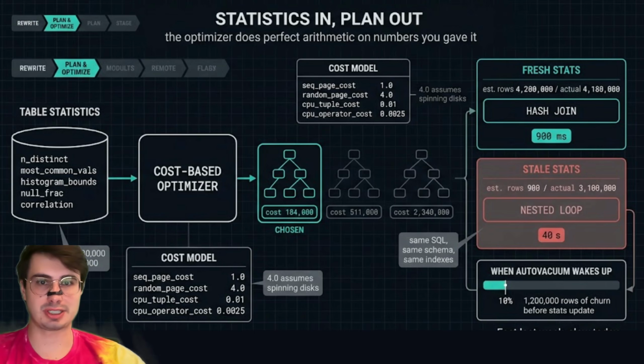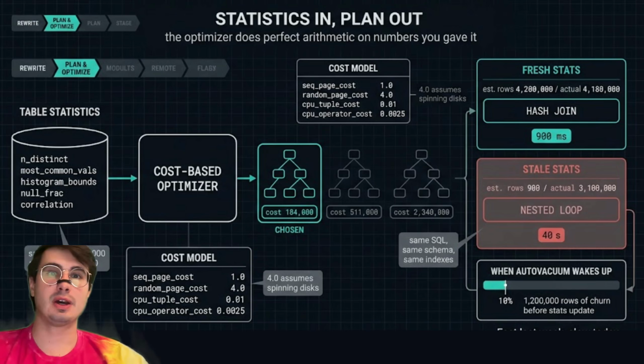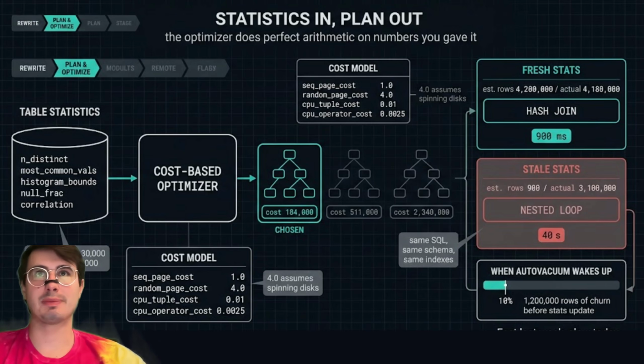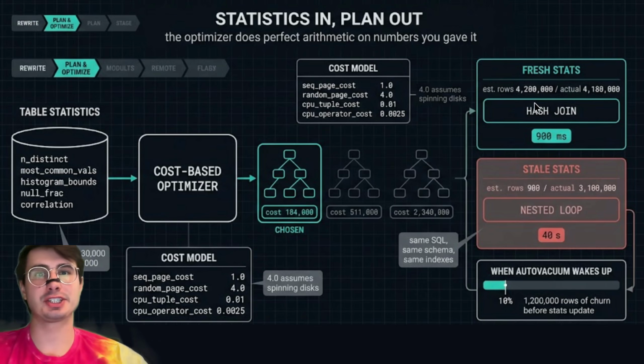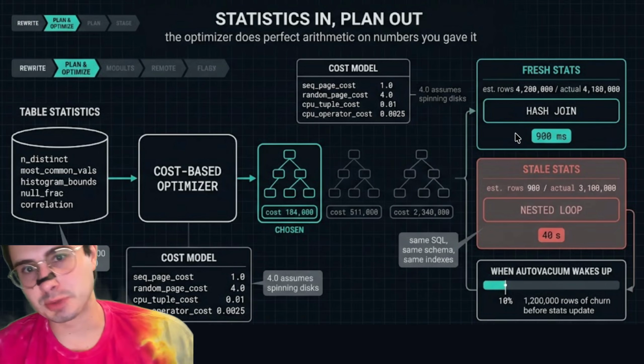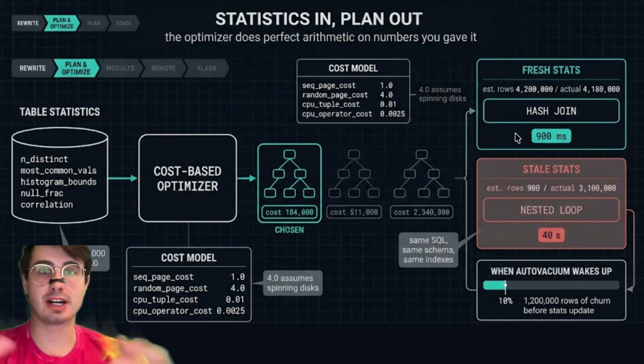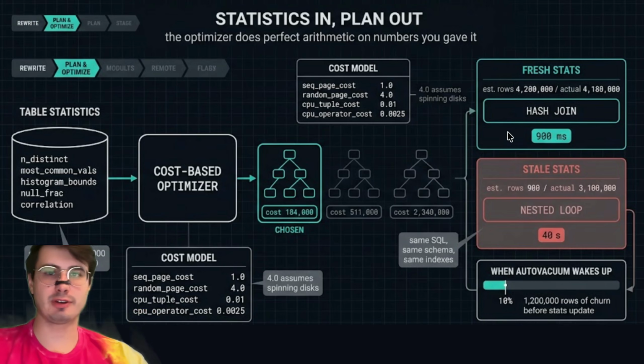And then correlation measures how well the physical row order on disk matches the sort order of that column, which is how the planner decides whether an index scan will be doing sequential reads or bouncing all over the disk. So if you were to run explain on a query with fresh stats, you get a hash join estimated at 4.2 million rows out of orders, and it's going to run at around 900 milliseconds. It's a reasonable plan for a big join.